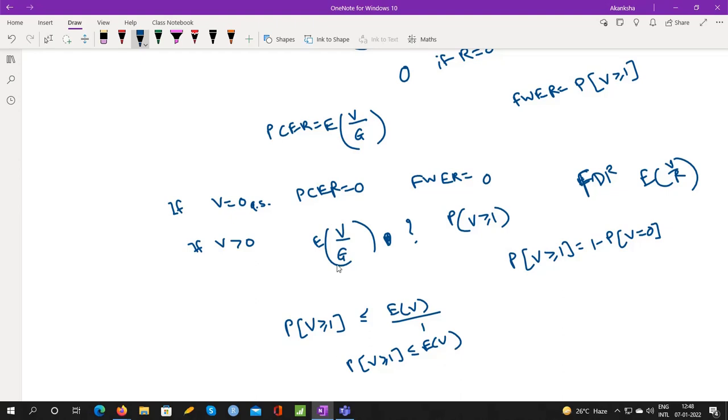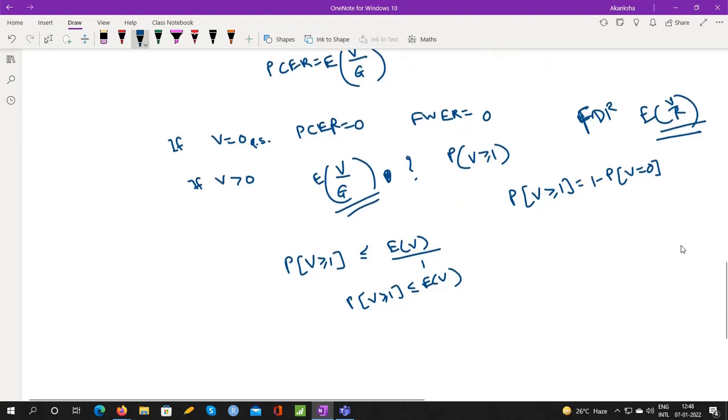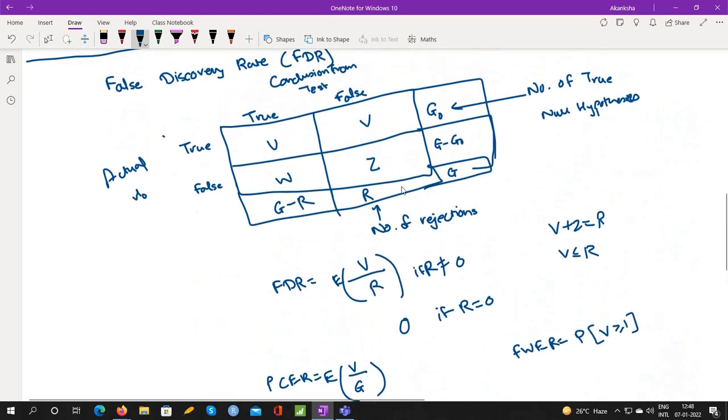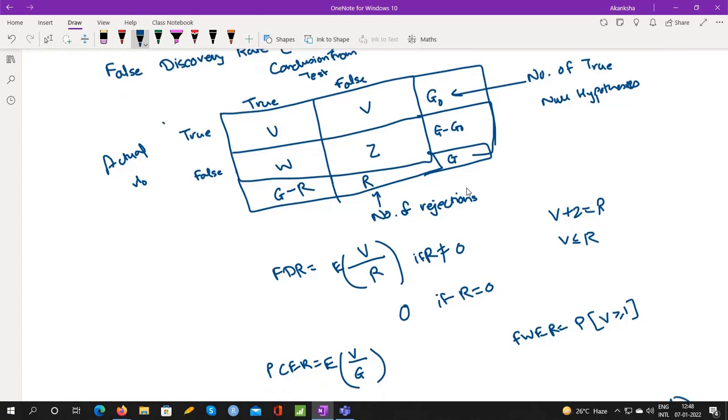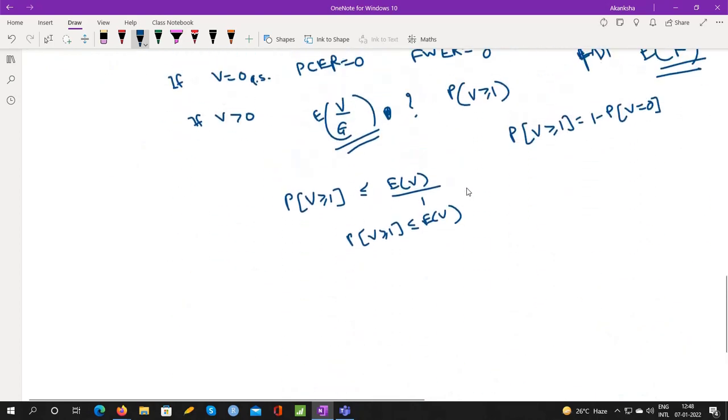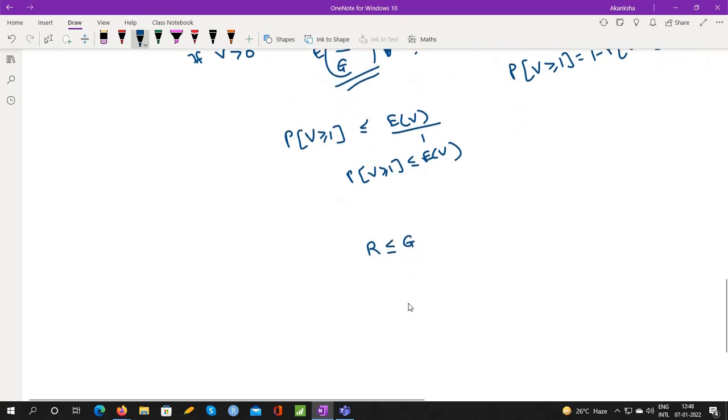See, these two look similar. Establishing relationship between them might be easier. What do I know about R and G? Is there any relationship between R and G? R is less than or equal to G. Correct. So number of rejections cannot exceed total number of tests. So R is less than or equal to G, so V by R would always be greater than or equal to V by G. Am I right?